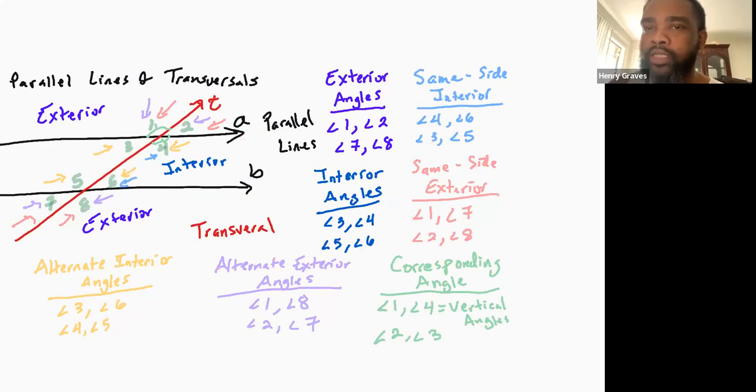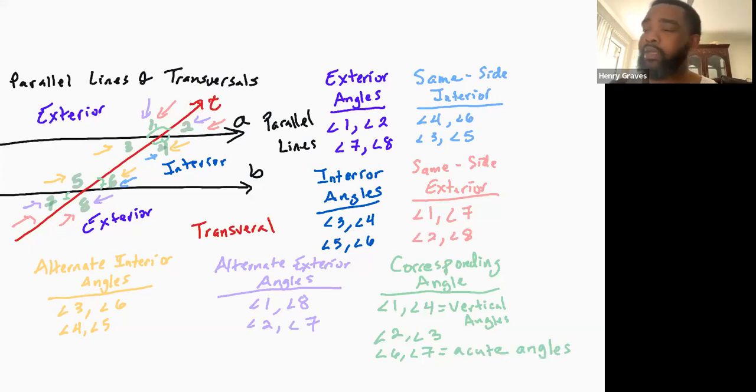Let me do angle 6 and 7. Here's angle 6, right? Angle 7. They both look like they're acute angles, and if they are the same classification of angles, they are also going to be the same. So that is a good way to start there. So we have all of that down.